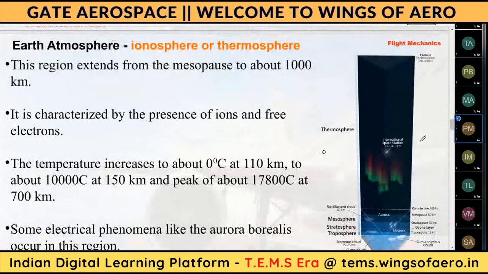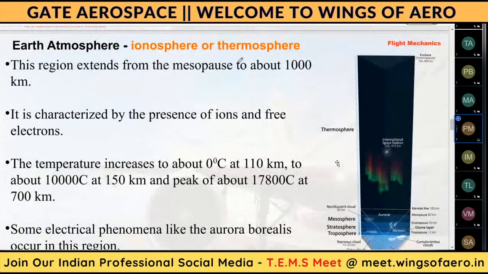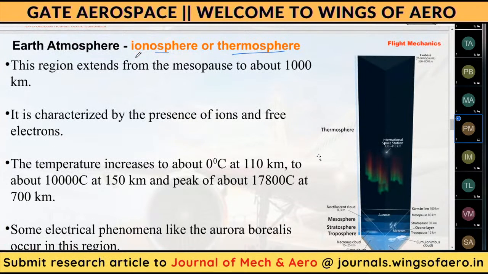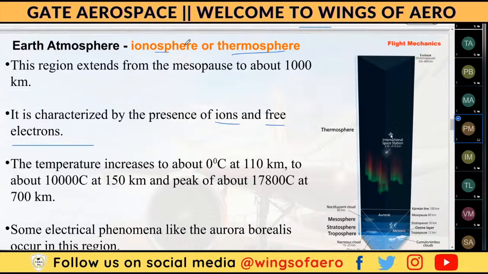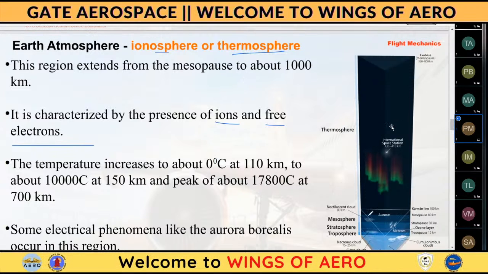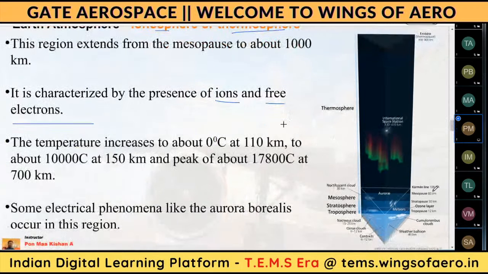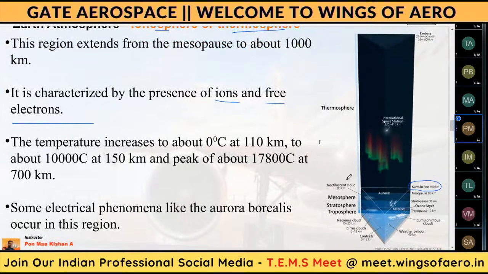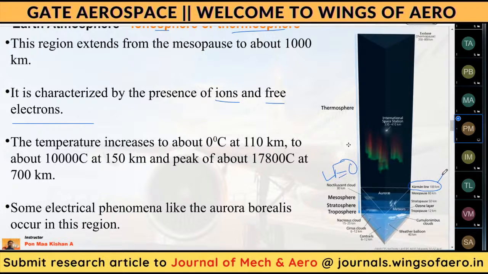The next one is the thermosphere or ionosphere. From the word itself, we can understand that ions and free electrons will be present at this altitude. Above 80 kilometer, we have another parameter, the Kármán line, which marks low Earth orbit, LEO, at 100 kilometer altitude.